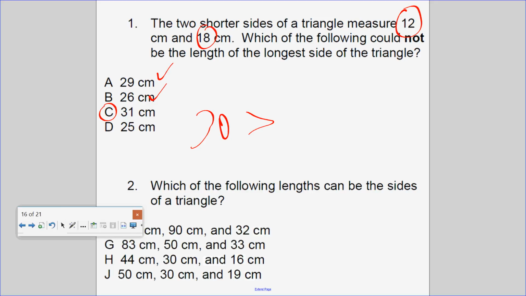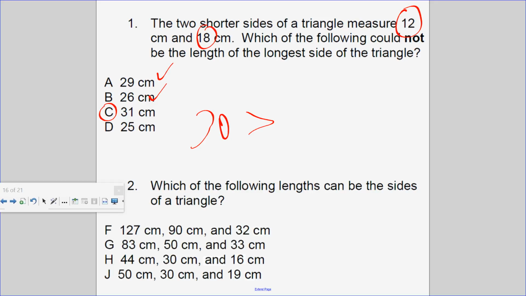Which of the following lengths can be the sides of a triangle? So these two are the smaller. The sum is 122. Is that greater than the third side? No. These are the two smaller sides, 83. Is that greater than 83? No. The two smaller sides are 30 and 16, which is 46. Is that greater than the third side?